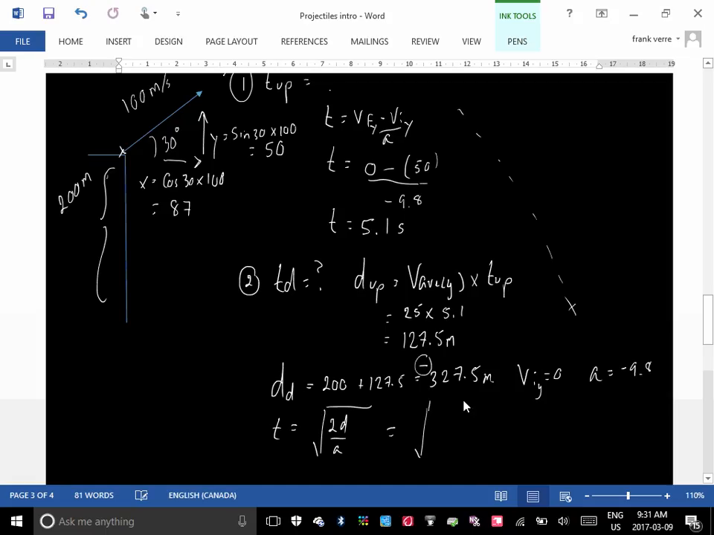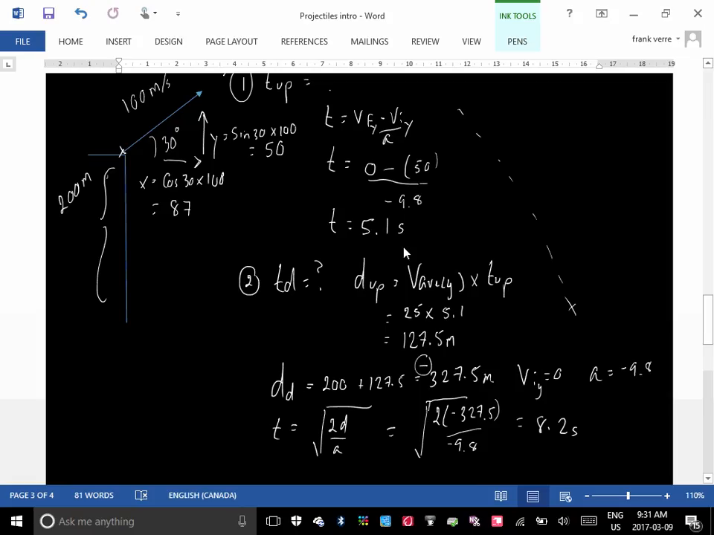So let's figure out how long it takes to go down. 2 times the distance down, negative 327.5, over negative 9.8. So it looks like it's about the square root of about 660 over 10, rounding it off. Like the square root of 66 around there. 8.2? 8.2 seconds. Okay, so how long is this thing in the air for then?